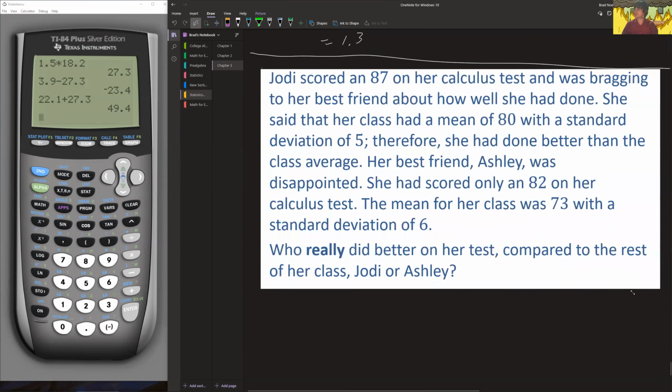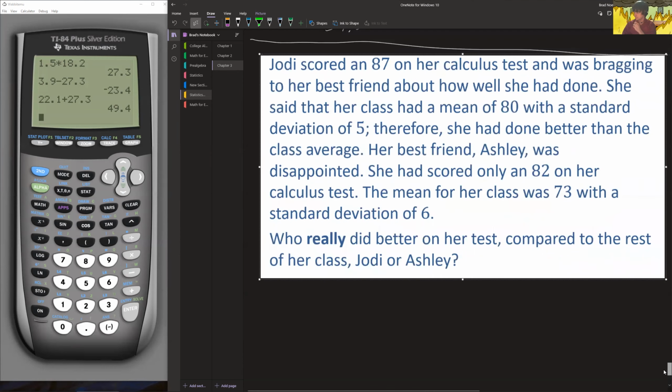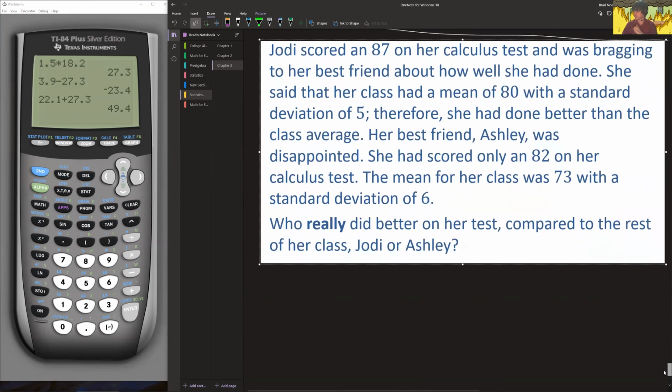This one says Jody scored an 87 on her calculus test. Good on her. Incidentally, calculus is a wonderful course. You should take it if you've not already. If you don't need to, I still recommend it. It's very fun. You might even be able to have it with me, your favorite instructor.